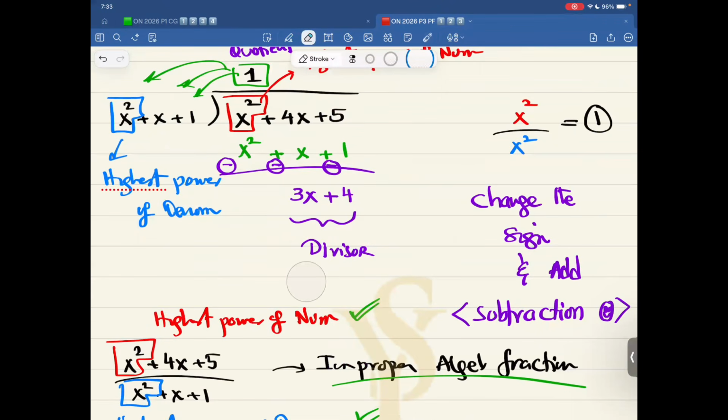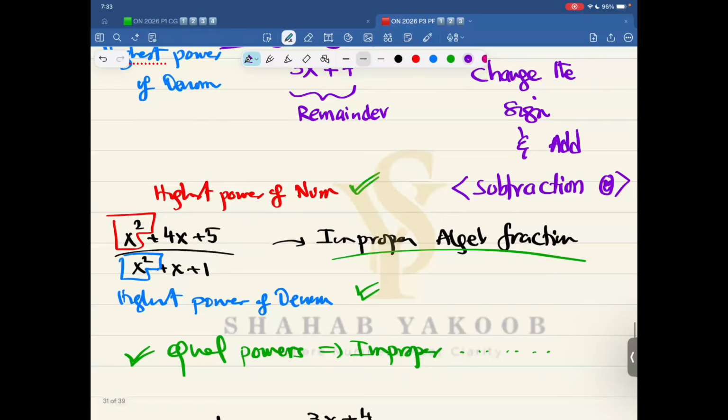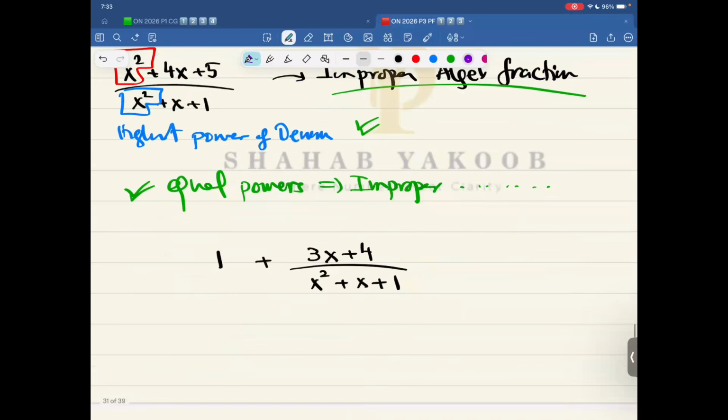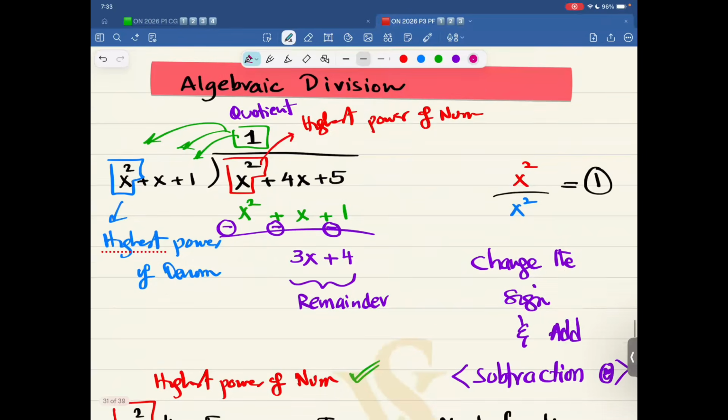Let me just correct myself over here. This is the remainder. So this is over here. And what we do is that this is quotient, this is remainder, this is divisor. So quotient plus remainder over divisor, that is how we write it. Okay, all good, all clear. By mistake, I wrote divisor over here.